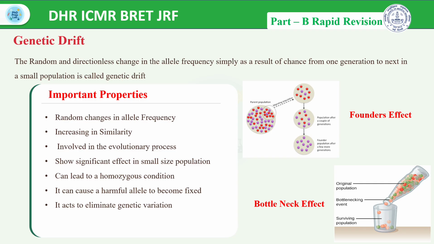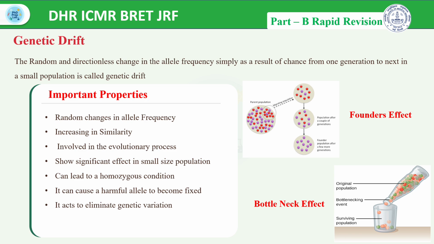Now there is genetic drift. This is the mechanism in evolution in which random changes in allele frequency occur in a population, majorly in a small population. So some important properties of genetic drift that could be asked are that it occurs in small populations and these are random changes in the allele frequency. They increase similarity. They favor the homozygous condition. These points are very, very important. A lot of questions can be framed through these several points.